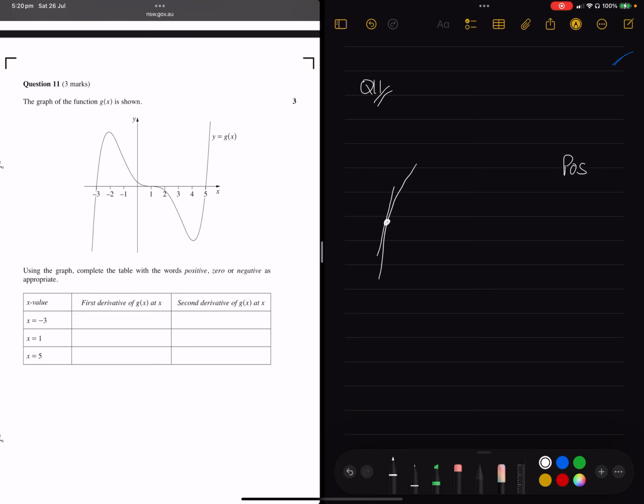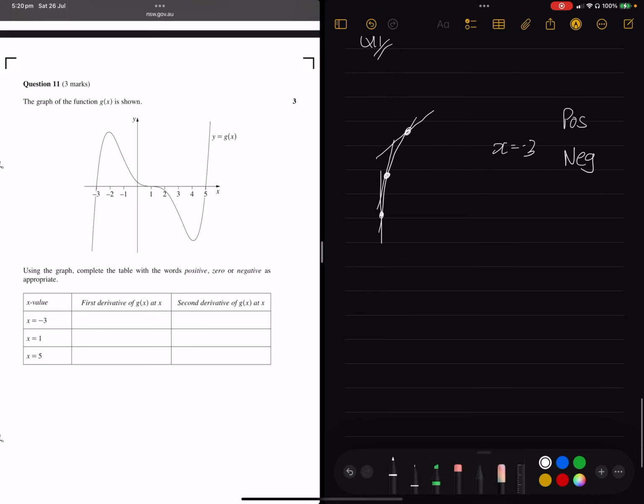The second derivative, we want to see what's happening to the slope of this tangent. We look at a point before, it's very steep. We look at a point after, it's a little bit flatter. So it is flattening out. It's going from a higher number down. It's going down. So the second derivative must be negative. So for x equals minus 3, the first derivative positive, second derivative negative.